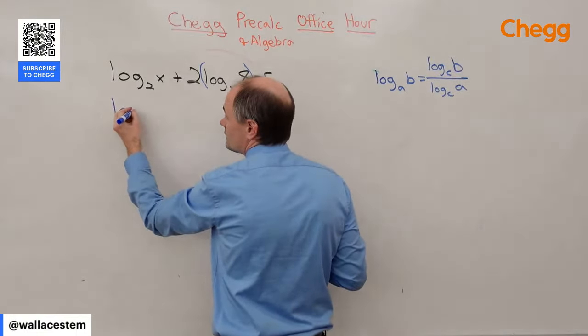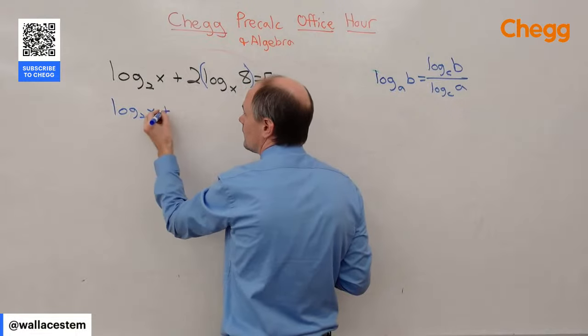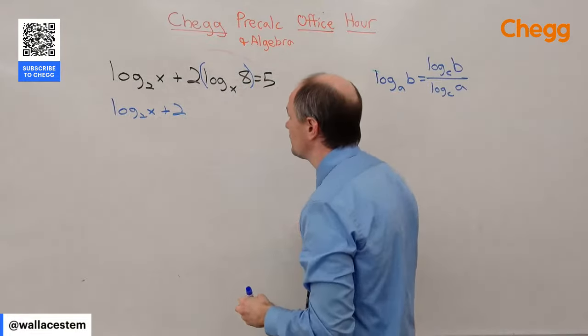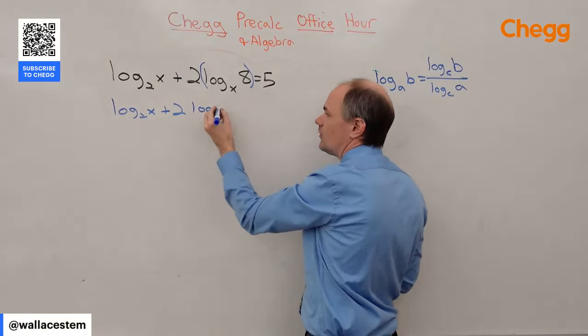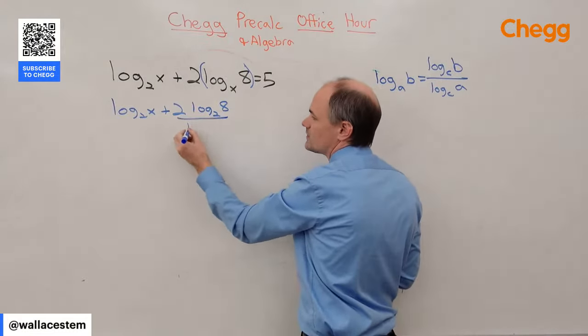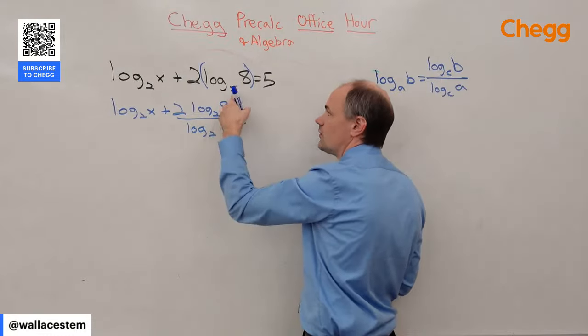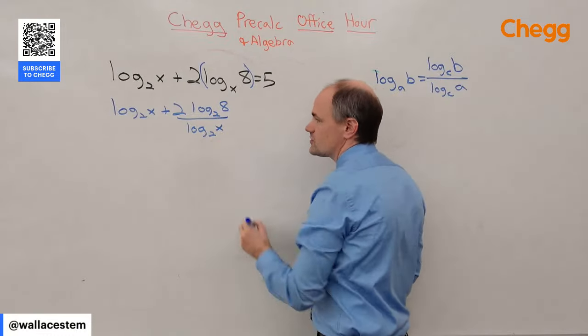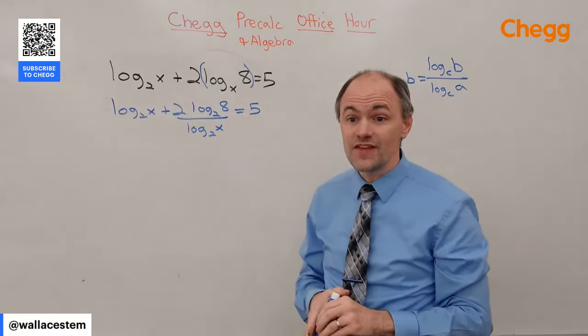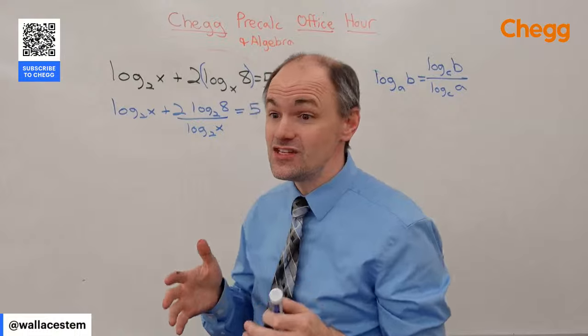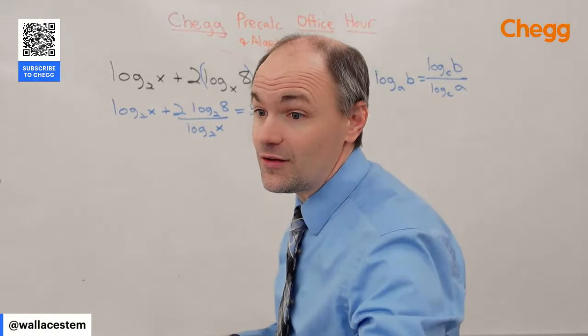So I have log base 2 of x plus 2 times log base 2 of the top number, which is 8, divided by log base 2 of the base, which is x, equals 5. And now that everything is in log base 2, it's going to be easier to work with and handle.